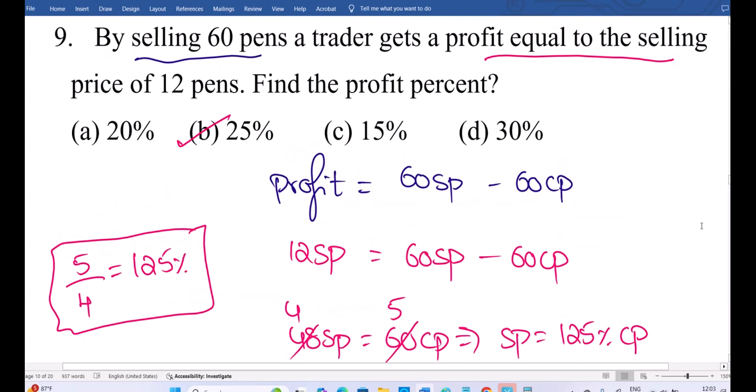Profit and loss concept: whether they mention quantities or not, when they go for selling 30 pence, I have to take 30 pence cost price. The number must be the same for both cases. Right. Next one.